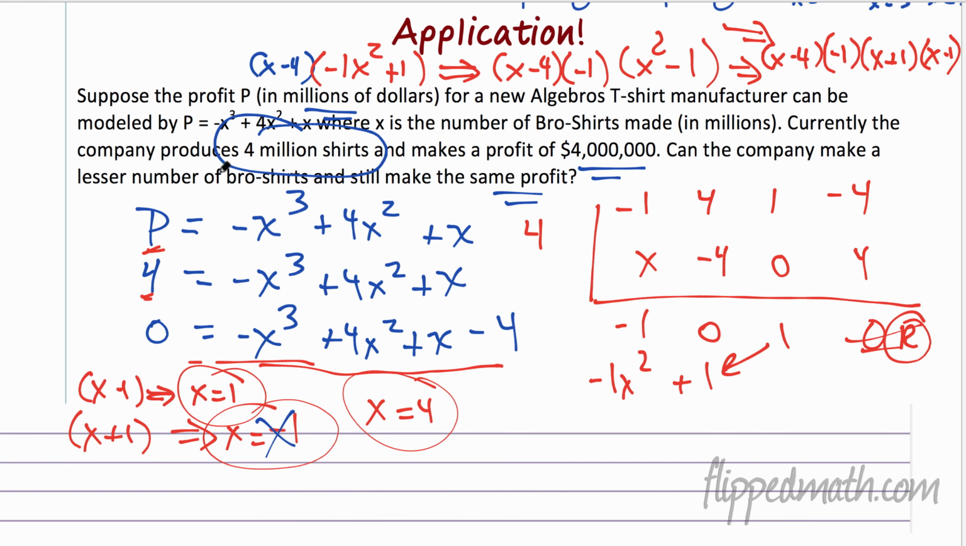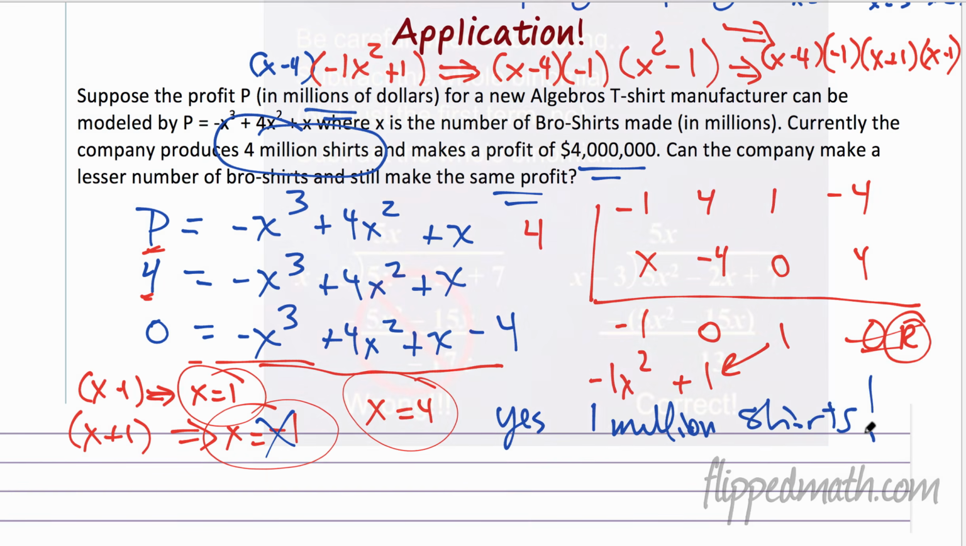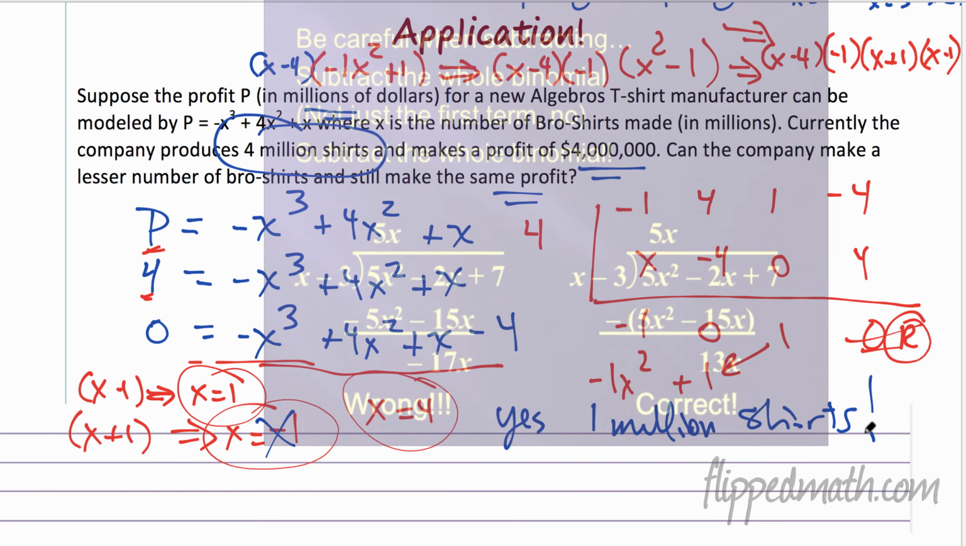Can the company make a lesser number of bro shirts and still make the same profit? Yes. So the answer is yes. They can make 1 million shirts. All right, and that's it. That's the application problem. Woo, sorry, this is a long one, but hey, this is complicated stuff.